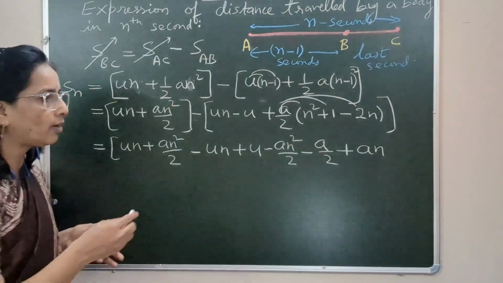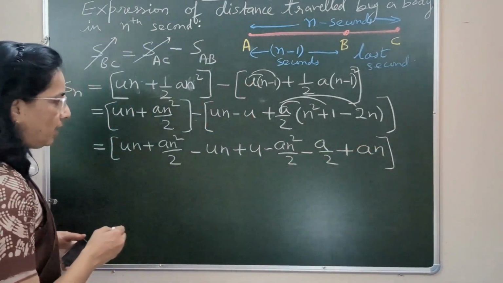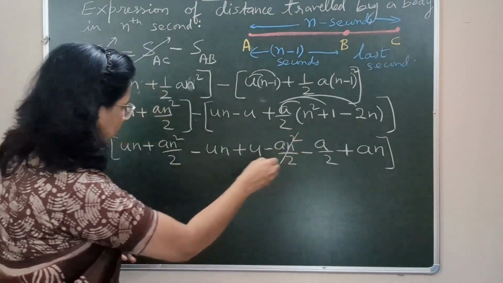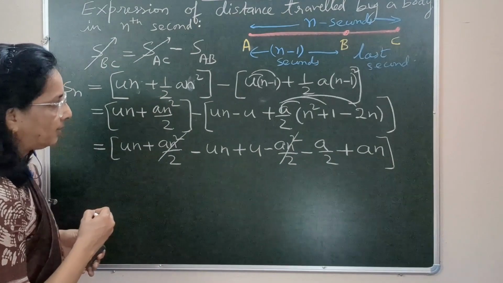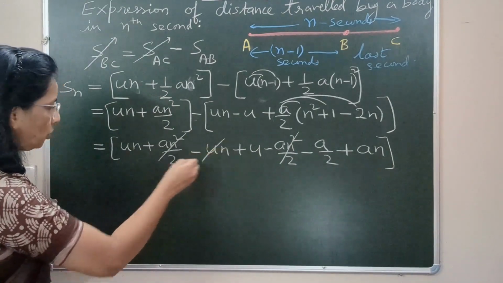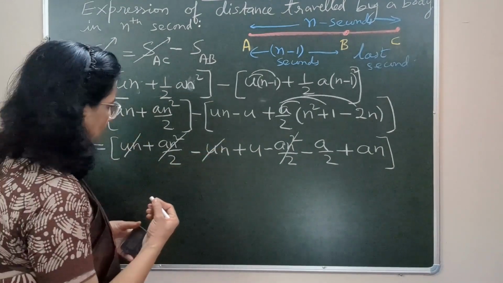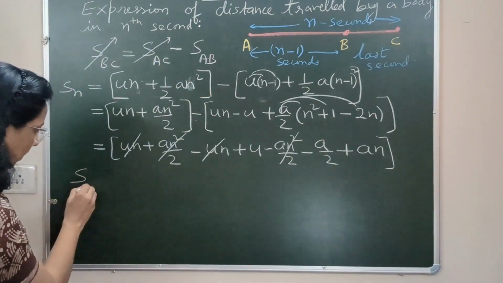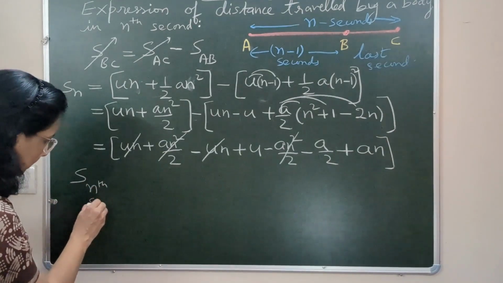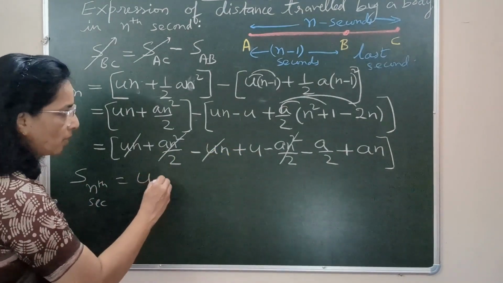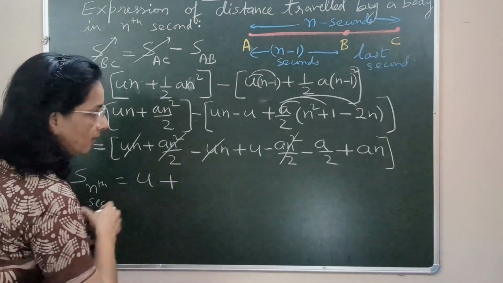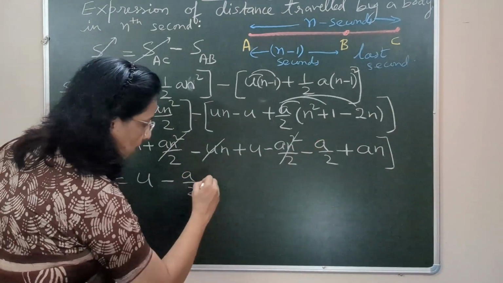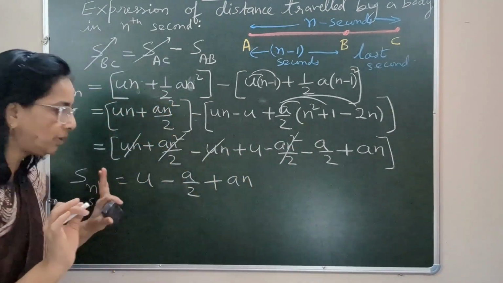Now let's see if there are any common terms we will cancel. So we have plus an square by 2 minus an square by 2. These two should cancel. And then minus un plus un cancels. So the remaining terms are this, this and this. So distance traveled by the body in nth second is u plus u minus a by 2, the last term, plus an. So something of this kind.